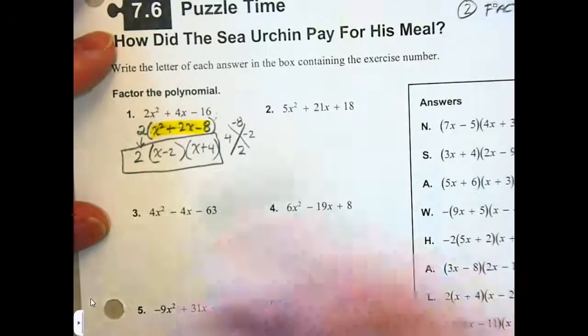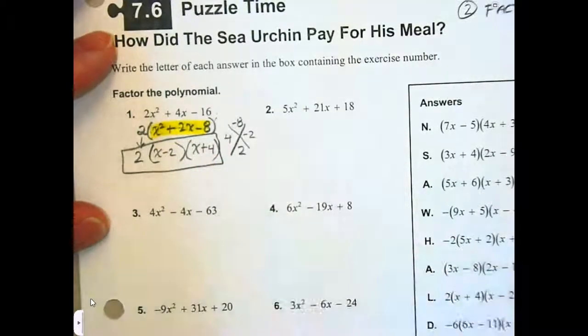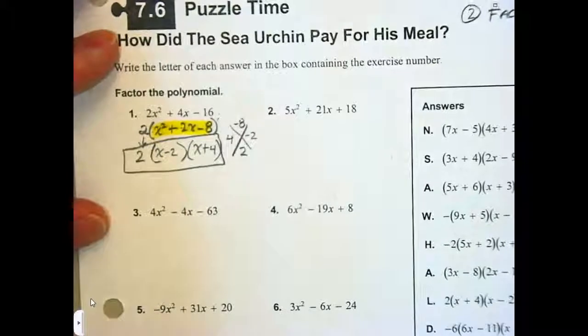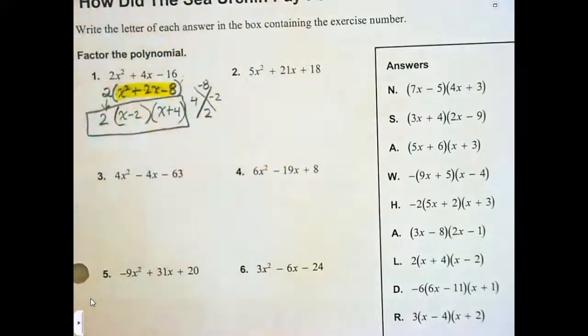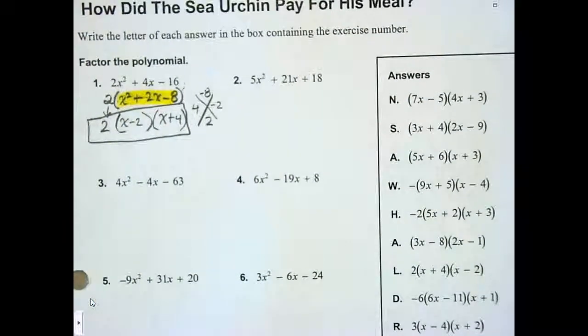Now remember, if a wasn't 1 right here, we'd have to divide by a. So all of you that had your hands up, I'm guessing that was part of our concern there. Keep working through it.